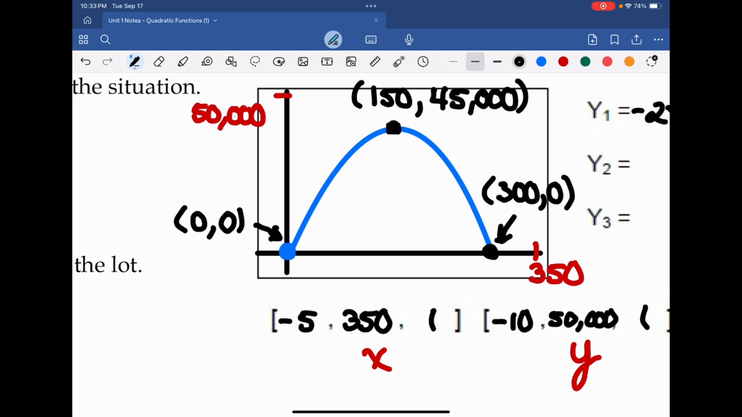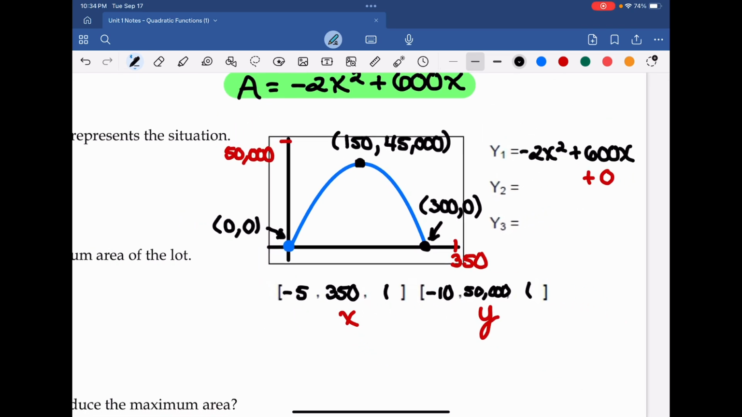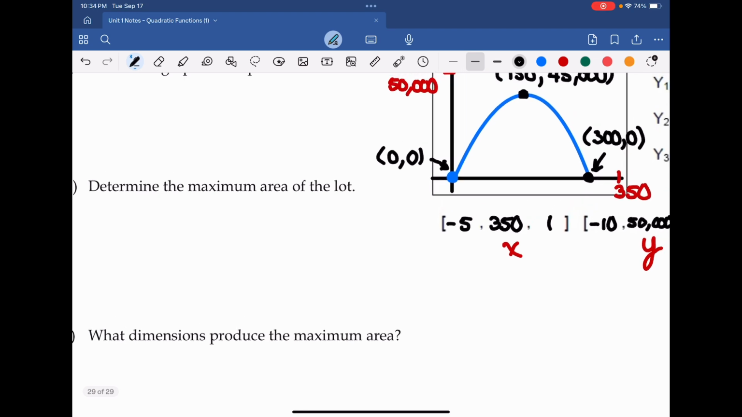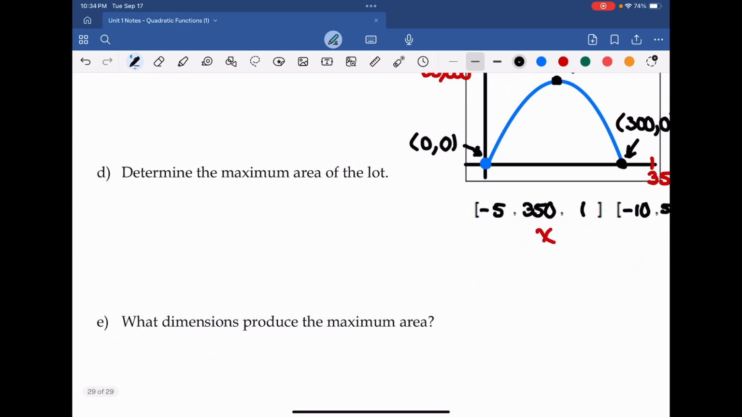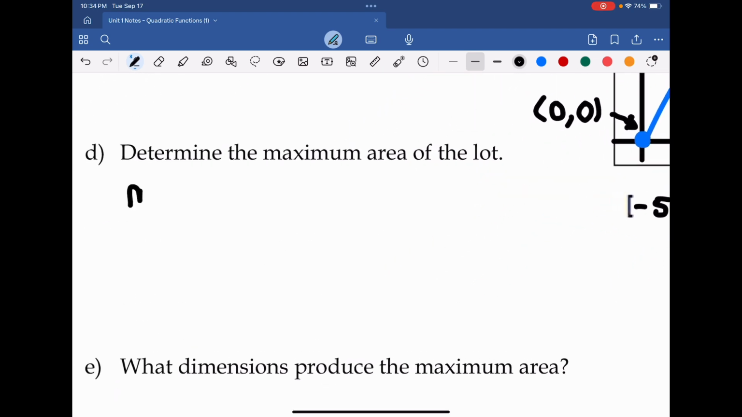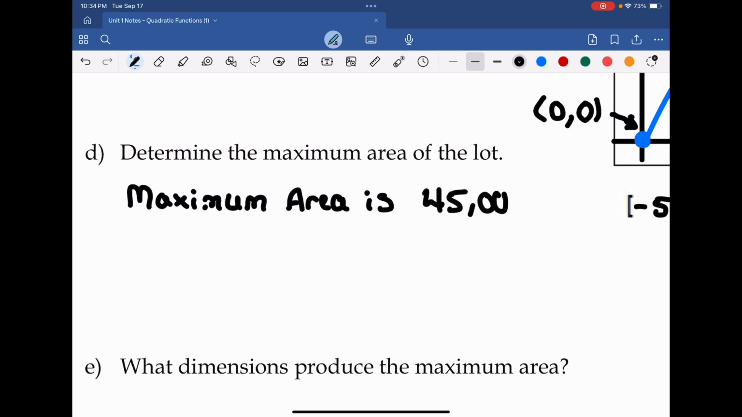Okay, now we have our furthest left point, we have our furthest right point, we have a maximum point. This is going to help us not only determine domain and range, but all the information that might be asked past this point. What is the maximum area of the lot? It's the Q value, so it's 45,000. Maximum area is 45,000. And not only 45,000, but using the units of the problem, this is meters squared. Perfect. So there we go.